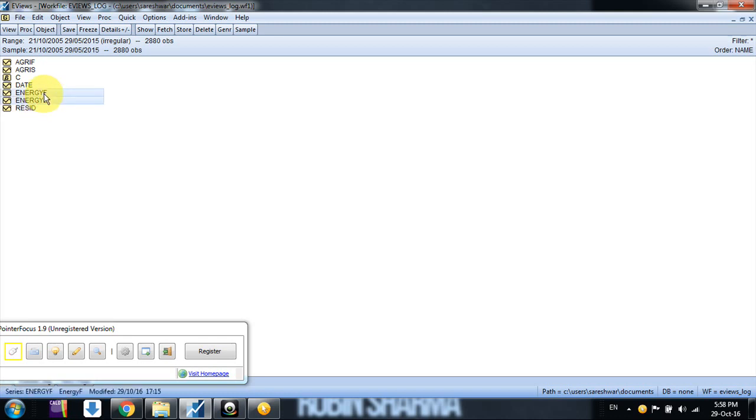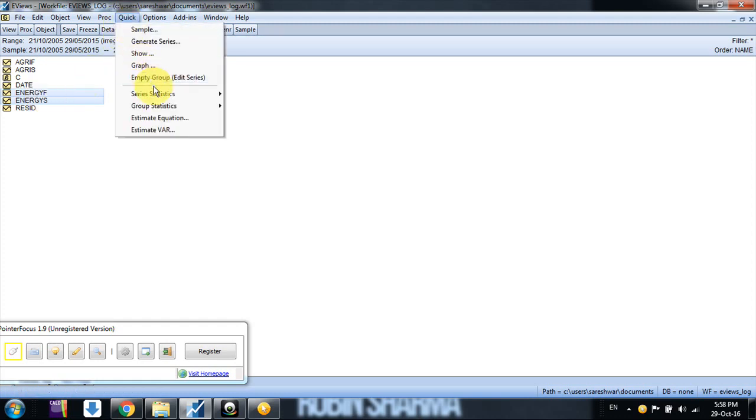Since I know a priori that these two series are non-stationary, I would be taking their first differences just to check the Granger causality between them. I would go to quick menu. Friends, let me show you. I would select these two variables, spot and futures, and then go to quick menu, and then to group statistics, then I would select Granger causality test. Okay friends, go to quick menu, then group statistics, and then Granger causality test.